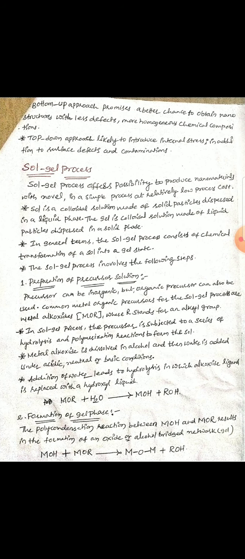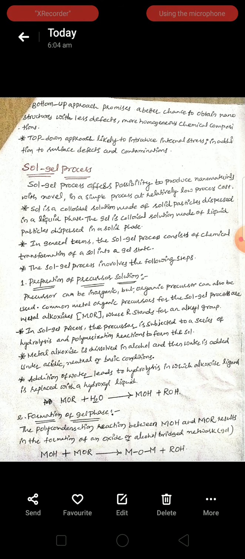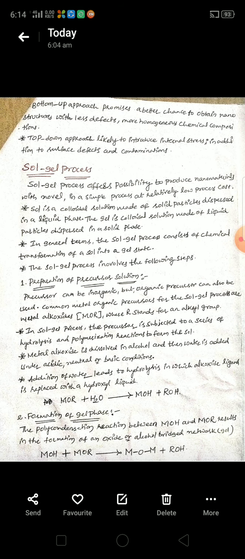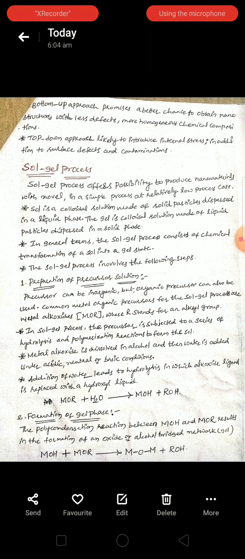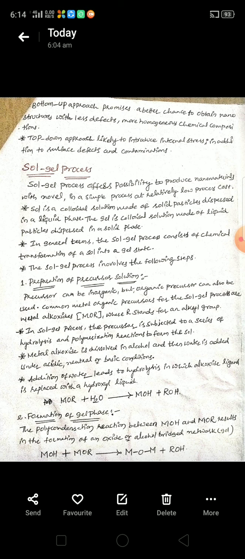Of these two methods, the synthesis of nanomaterial is usually done by the bottom up approach. We prefer the bottom up approach compared to the top down approach because you will get nanomaterials with fewer defects and more homogeneous chemical composition. This is one advantage of the bottom up approach.